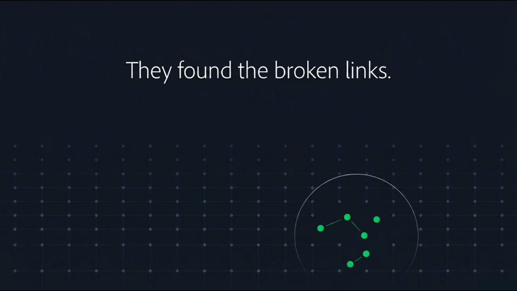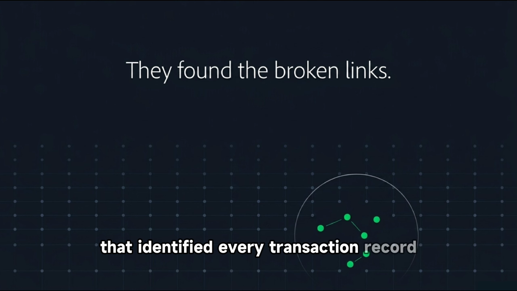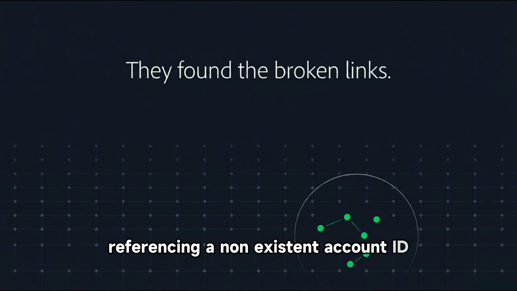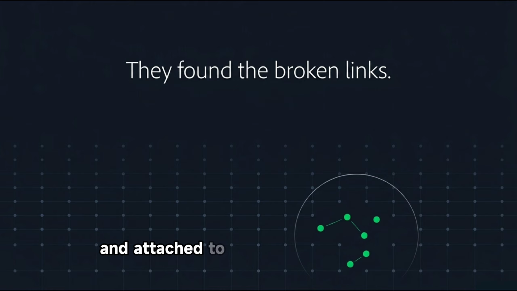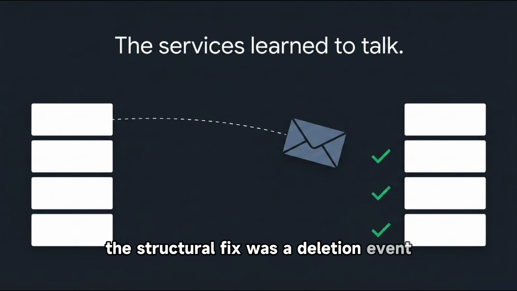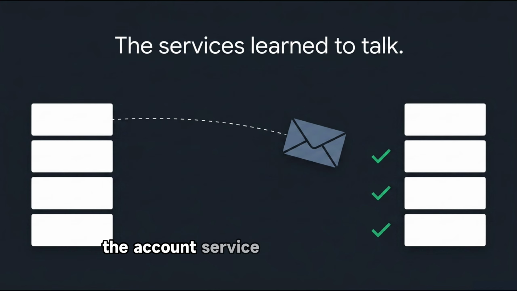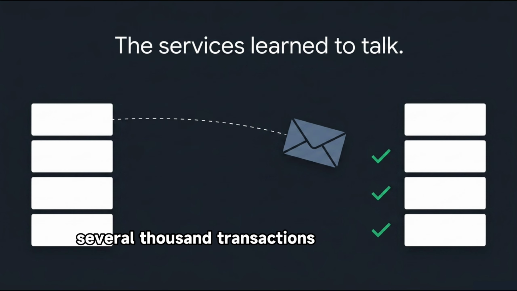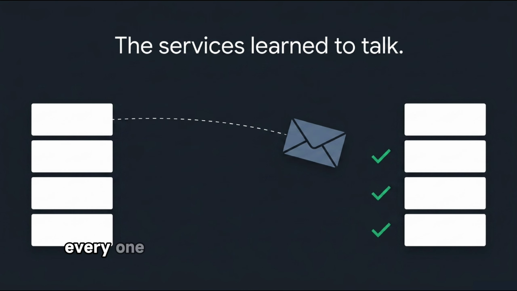The fintech startup addressed the immediate problem with a reconciliation job that identified every transaction record referencing a non-existent account ID. Where the audit log had enough detail, account data was recovered and attached to the transaction records. Where it did not, the records were flagged for manual review. The structural fix was a deletion event. When an account was closed, the account service published an event that the transaction service consumed and used to update its own records accordingly. Several thousand transactions had pointed at nothing for months. Every one of them had been returned by queries without complaint.